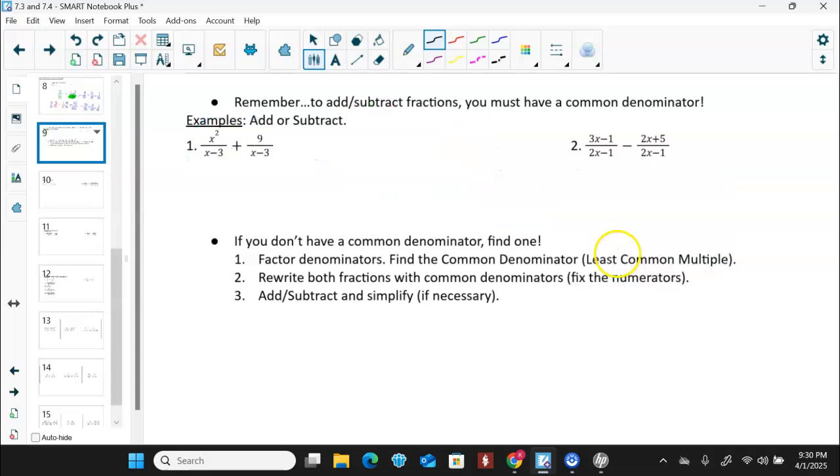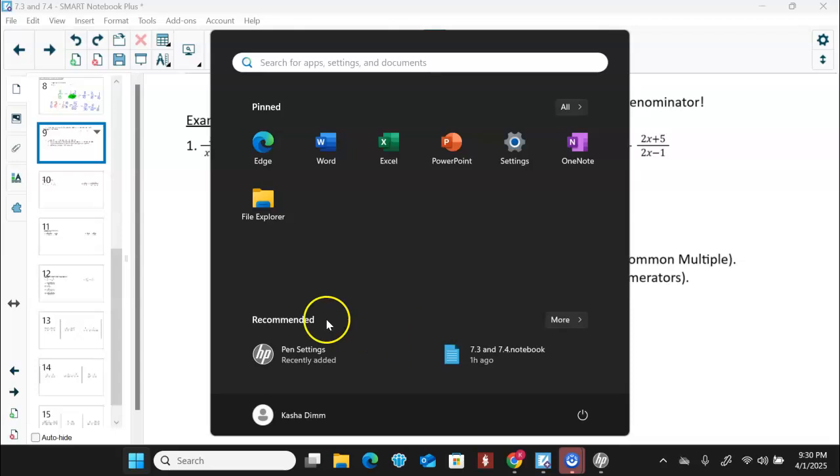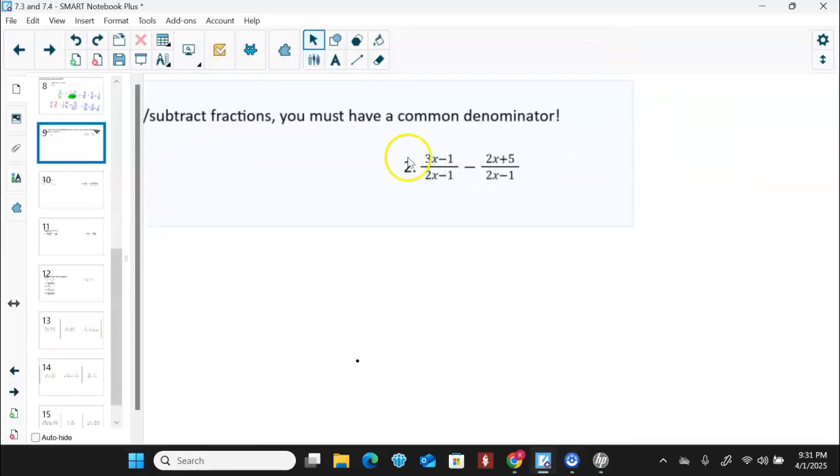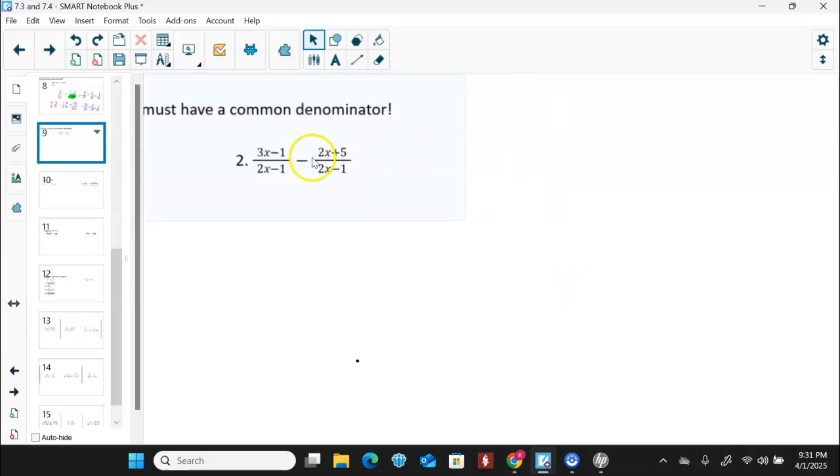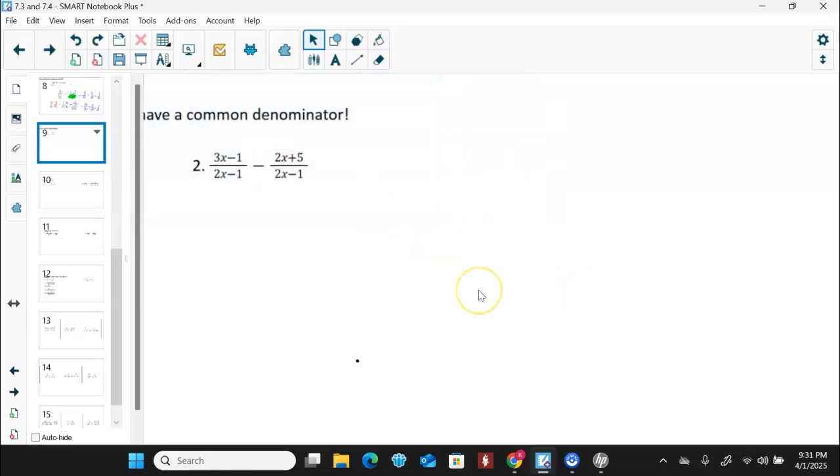All right, next one right here. Actually, let me, hold on. That's a little bit better. So this one right here, number 2, also has the same denominator. So what we're going to do is combine it. Now, this one is subtraction.